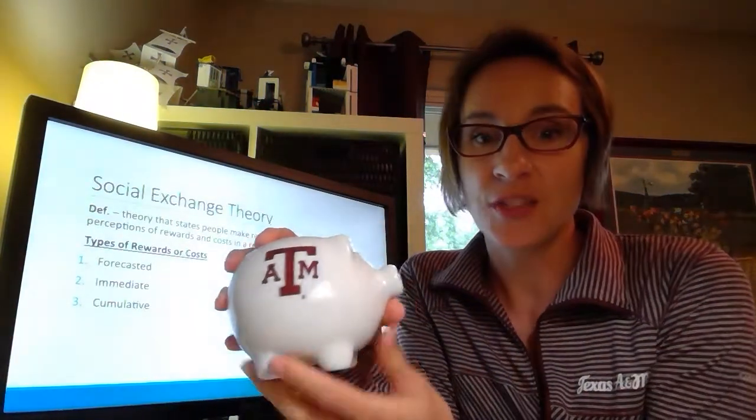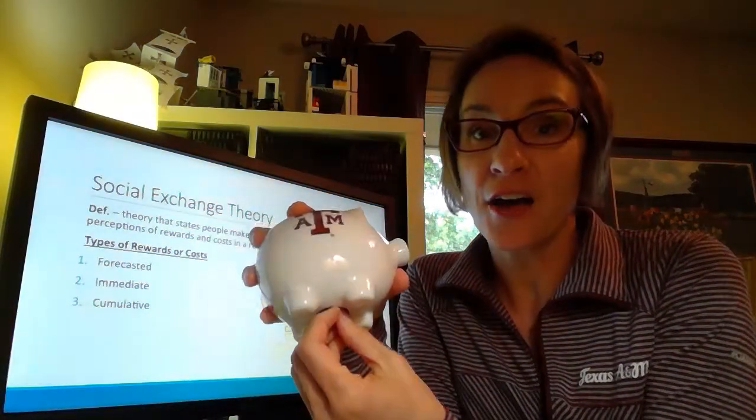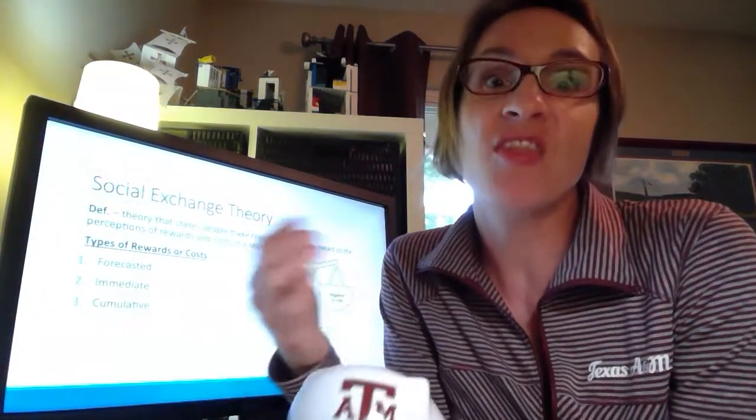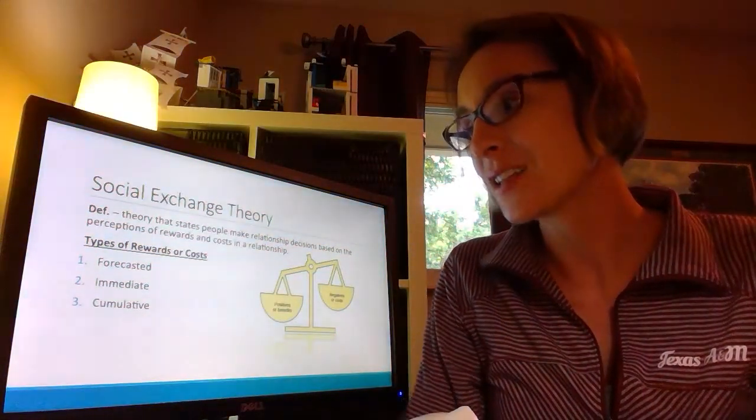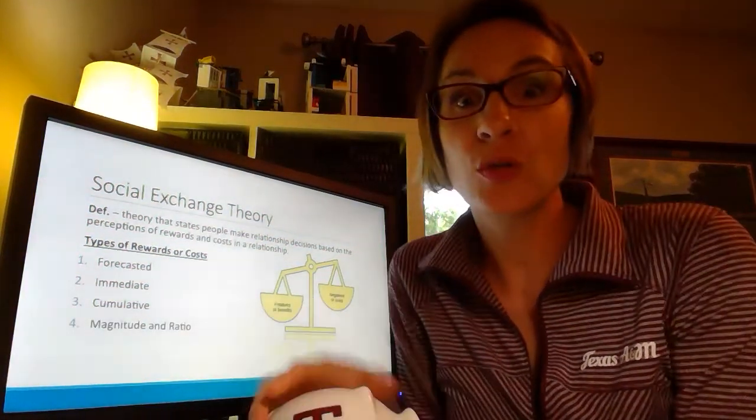So cumulative says that as long as we have more money in the piggy bank than we have costs coming out of the piggy bank, we're overall satisfied. More rewards than costs in general. That's cumulative. But also, there's magnitude and ratio.